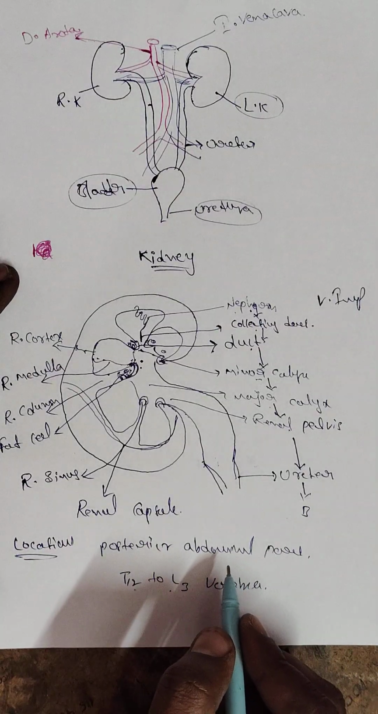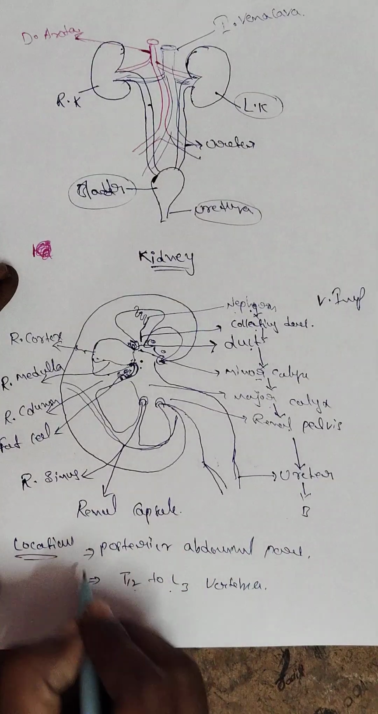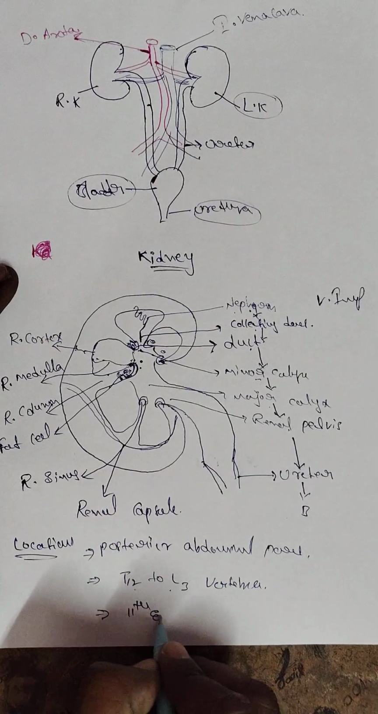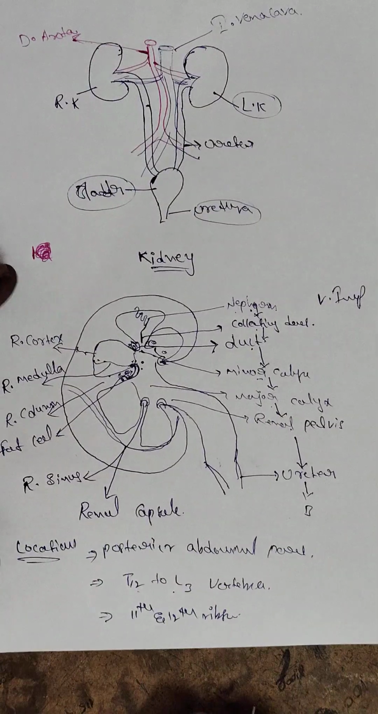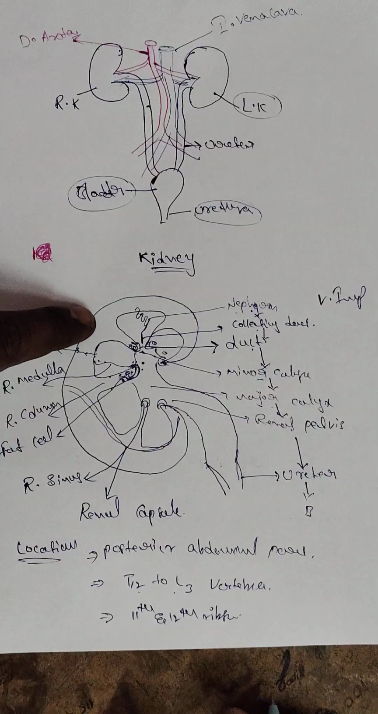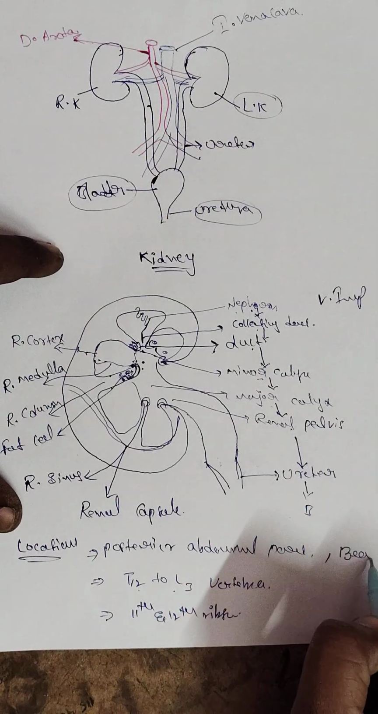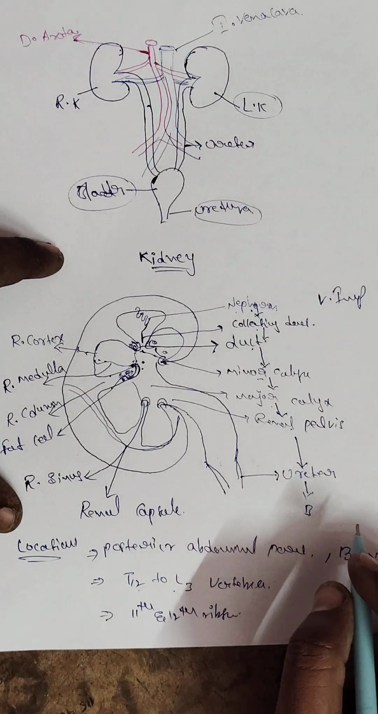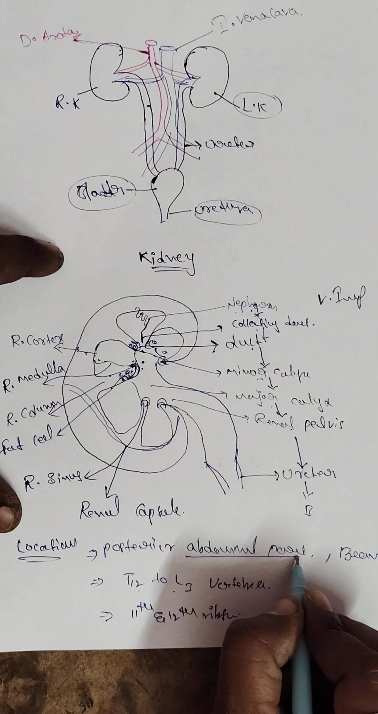And the next one, it is partially protected by two ribs. What are those ribs? The 11th and 12th ribs partially protect the kidneys. And the next one, the shape, which I already mentioned, is a bean-shaped structure. And this one is located in the dorsal upper lumbar region, the posterior abdominal portion.